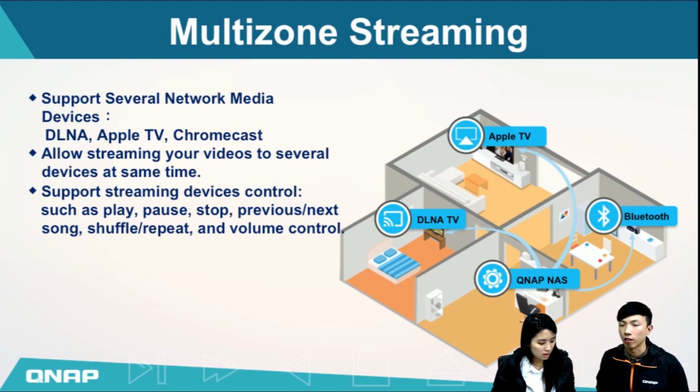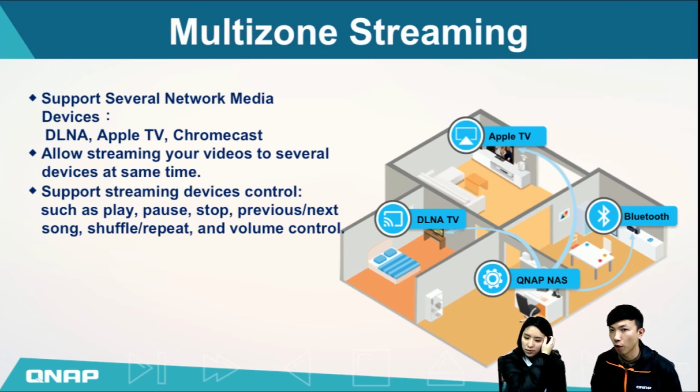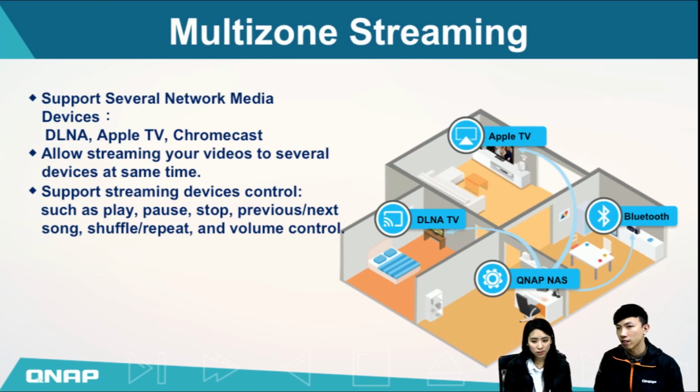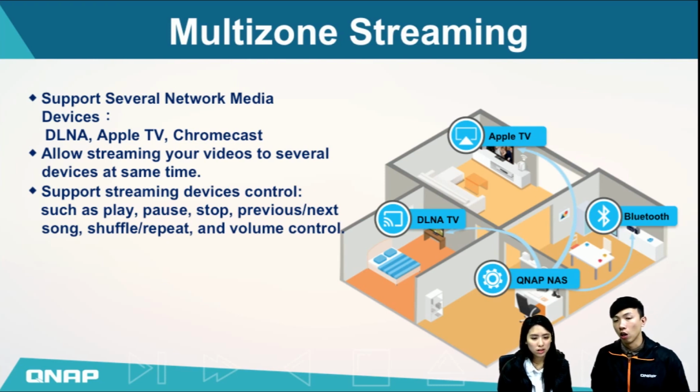Okay, so the last part for the streaming feature is we also support the multi-zone streaming feature for our user. So we support several network media devices. If you haven't known this feature before, we have introduced an application called Cinema28. Cinema28 is a central controller application to control the multi-zone streaming. In Video Station, we also support multi-zone streaming. We support DLNA, Apple TV, Chromecast, Bluetooth and so on, up to 8 different network media devices. So we allow the user to stream your video to several devices at the same time.